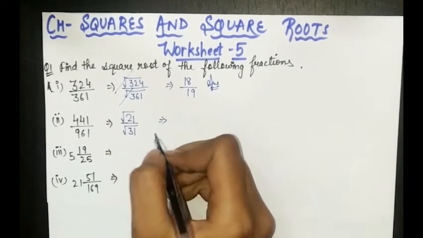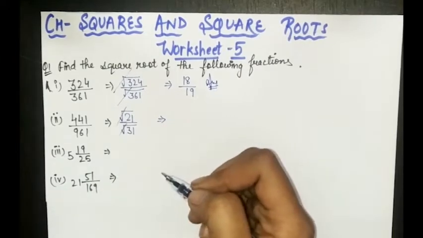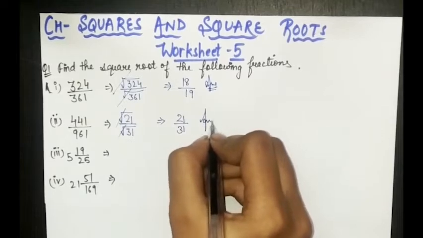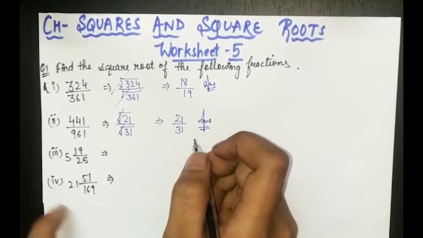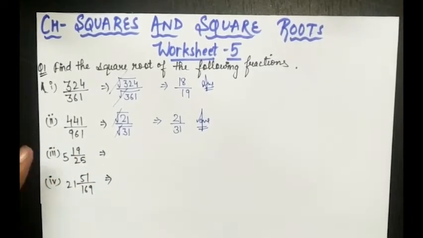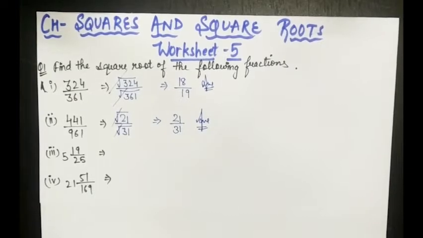Now you all know that the root will be cancelled, and then what do you have to write? 21 upon 31. That will be the answer. Now this question is in mixed fraction. So first you have to solve this mixed fraction, in which we have to find the lowest number.